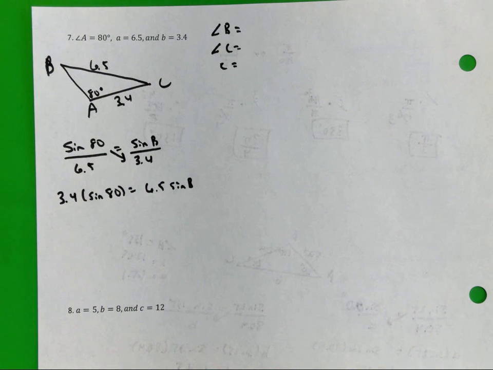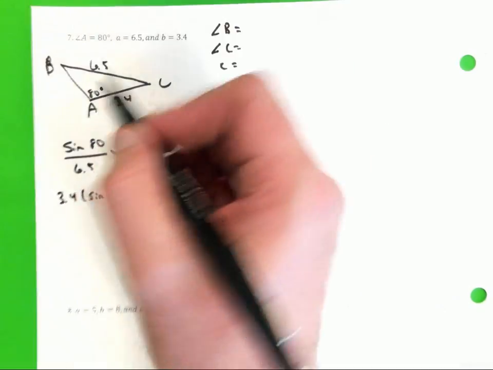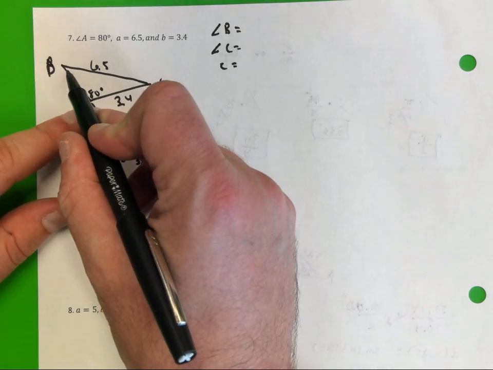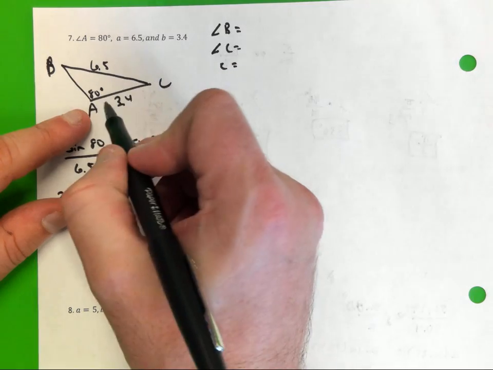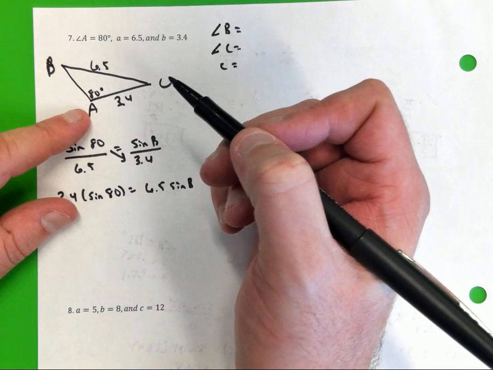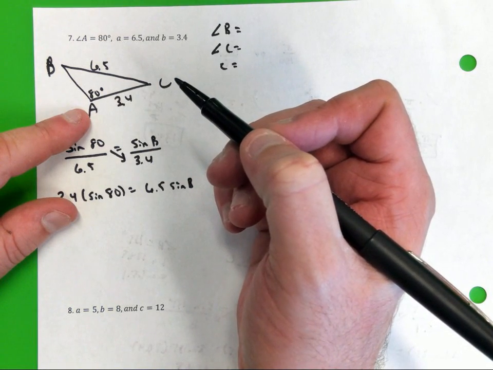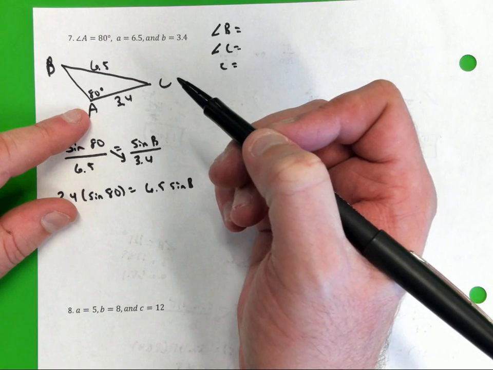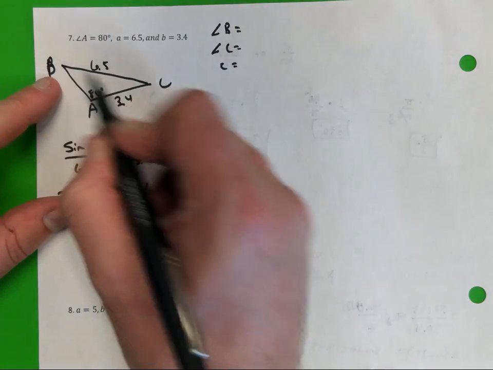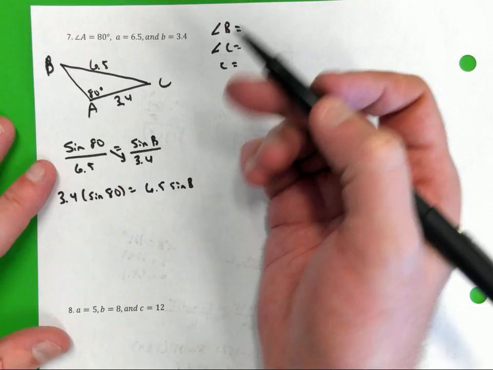What's your question, buddy? Would it matter how you set up the triangle? No, as long as you have stuff labeled. Like if your A was up here, you need to have 80 there. The side A has to be across from wherever your angle A is. Side B has to be across from wherever your angle B is.